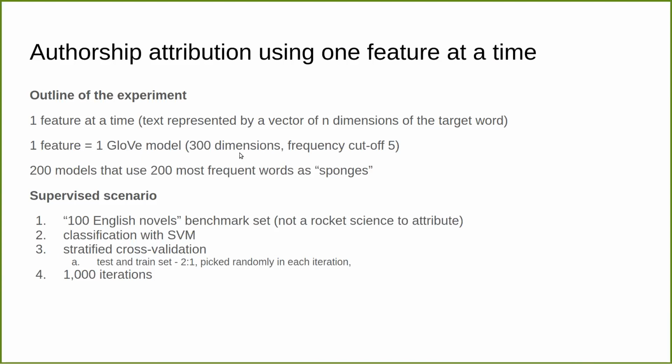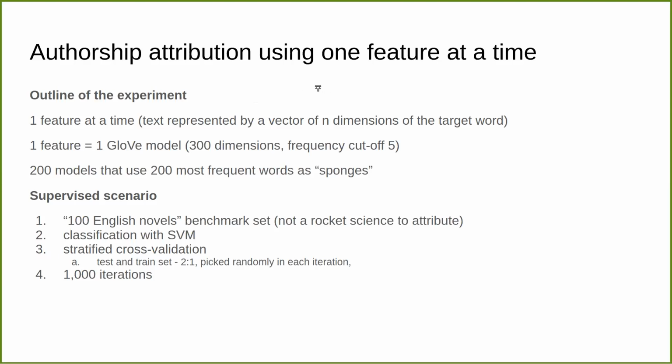And we just use the 200 most frequent words. For the classification, we use the supervised scenario with the support vector machine. We used the well-known 100 English novels benchmark corpus, which, as Maciej said, we are not using to provide you some mind-blowing state-of-the-art performance, but just as a benchmark corpus. It's not rocket science to attribute.